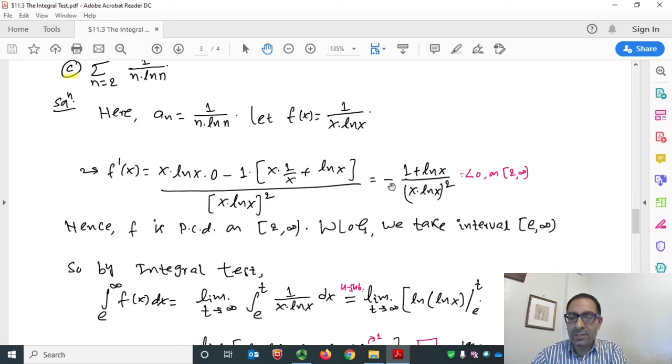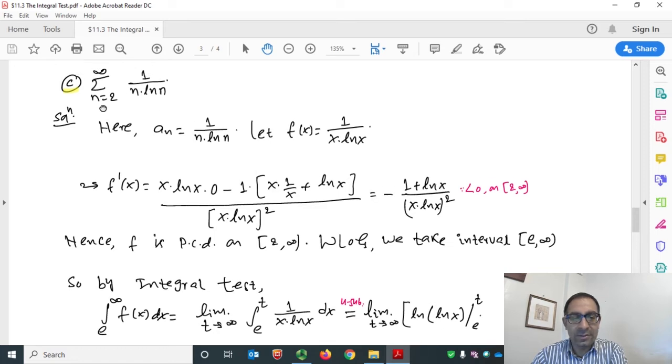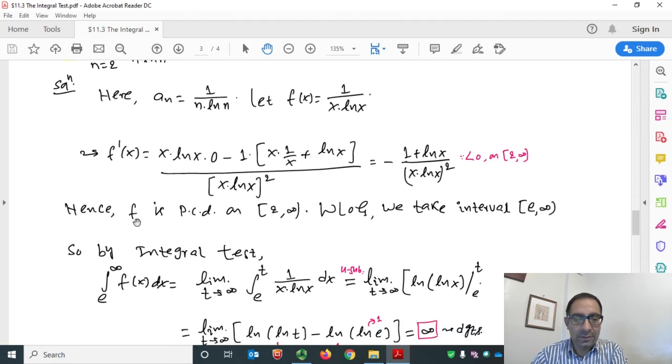So this is negative due to this minus sign. This is negative on the interval 2 to infinite. We know ln 1 is 0, so keep that in mind. And the summation runs from 2 to infinite, so that's why I put the interval here, 2 to infinite. Great. So clearly the function is PCD, positive, continuous, decreasing on the interval 2 to infinite.